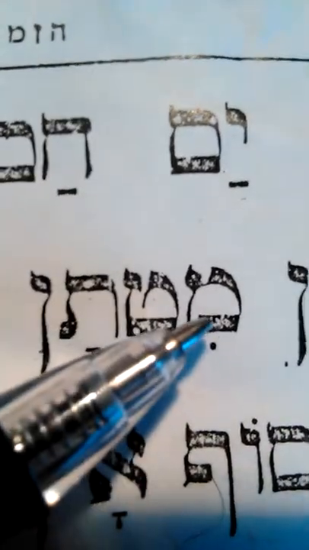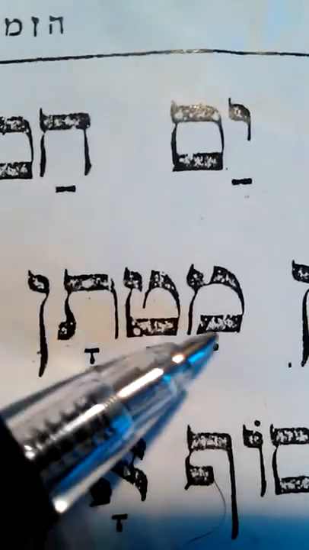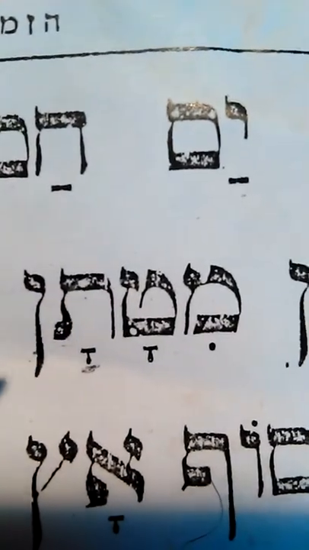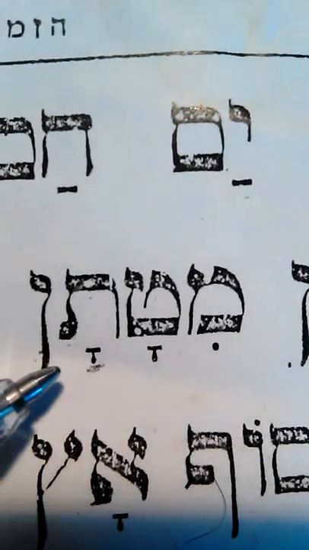Mitatan. Okay, so now you got it. Mita means bed. Mitati would mean my bed. Mitatka would mean your bed when speaking to a male. Mitatek would mean your bed when speaking to a female.